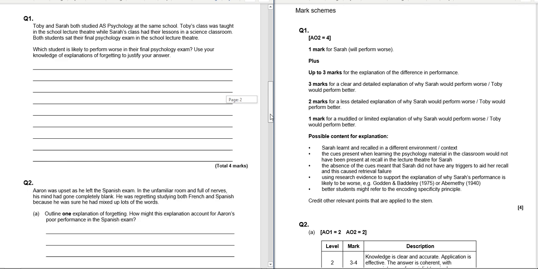Sorry, I've got a problem with this. And this is Aaron. Aaron was upset as he left the Spanish exam in the unfamiliar room, full of nerves. His mind had gone completely blank. He was regretting studying both French and Spanish because he was sure he'd mixed up a lot of words. Outline one explanation of forgetting. How might this explanation account for Aaron's poor performance in the Spanish exam?